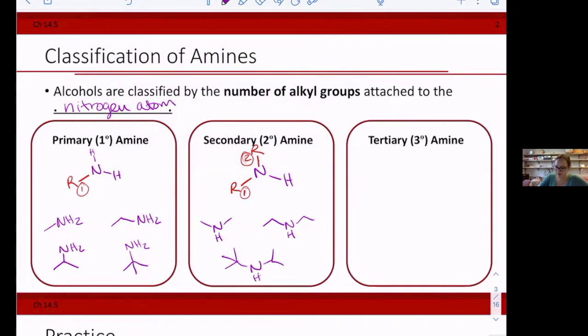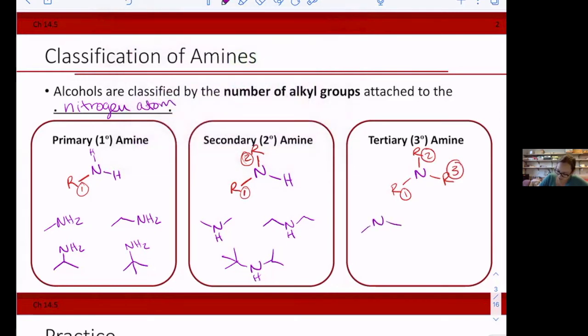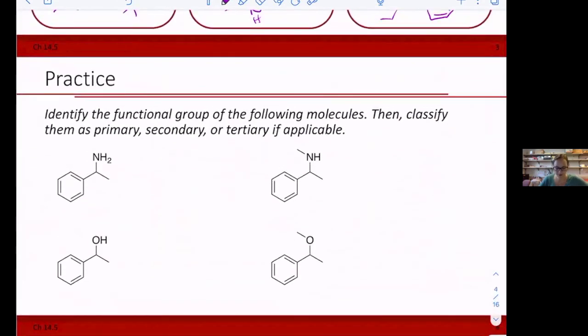So tertiary amines, if you're following our pattern here, is going to have 3 R groups or carbon groups on the nitrogen. 1, 2, 3. The most simple example would just be 3 methyl groups, but you could also have 3 ethyl groups. You could have something more interesting, like a phenyl group, whatever you want on there, as long as the number of carbons connected to the nitrogen itself is 3.